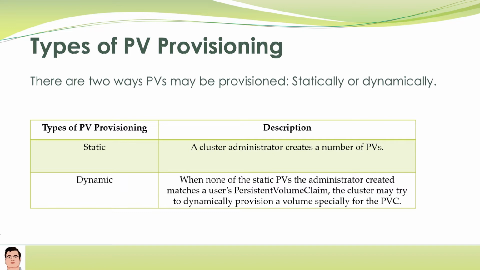For the provisioning of the PV, there are two ways: statically or dynamically. The static way says that a cluster administrator creates a number of PVs. In the dynamic way, when none of the static PVs the administrator created match a user's persistent volume claim, the cluster may try to dynamically provision a volume specifically for the PVC. So this is dynamic, if it doesn't match or isn't created. In that case, as per the setting, dynamic provisioning will be done for that particular PV.